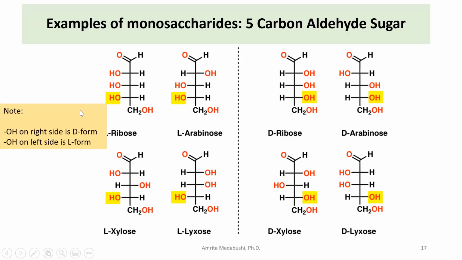Same thing. We're just doing the exact same thing, 5 carbons. So, sorry, this one. This is L-ribose, L-arabinose, L-xylose, L-lyxose. And this one, which is on the right side, D-ribose, D-arabinose, D-xylose, D-lyxose.